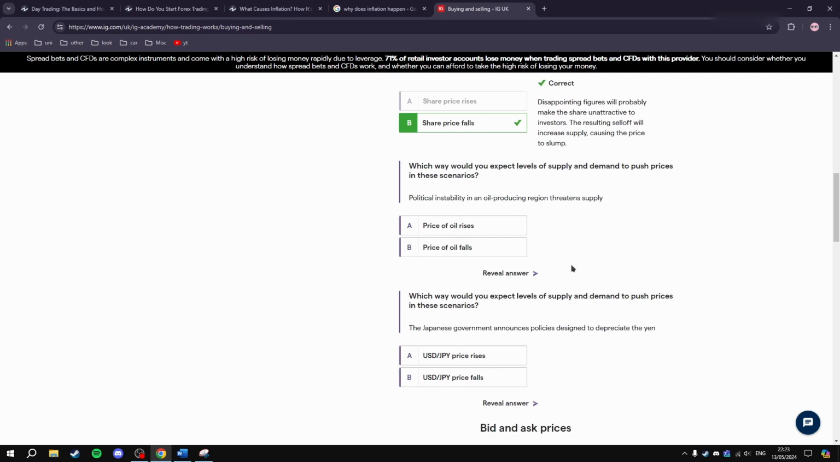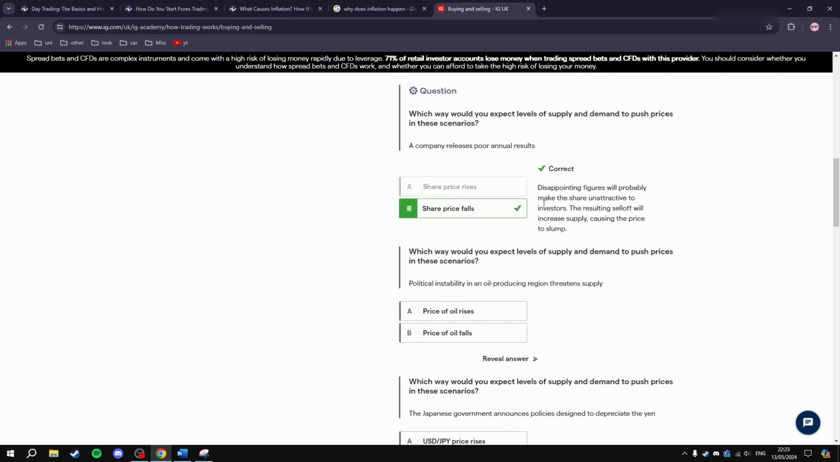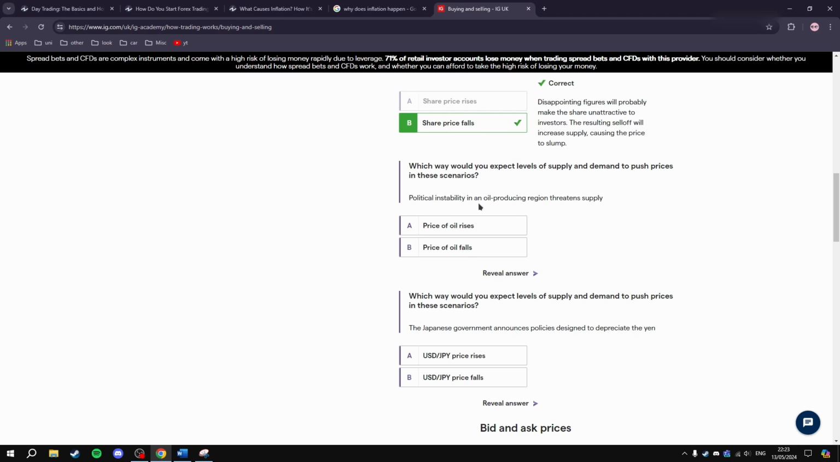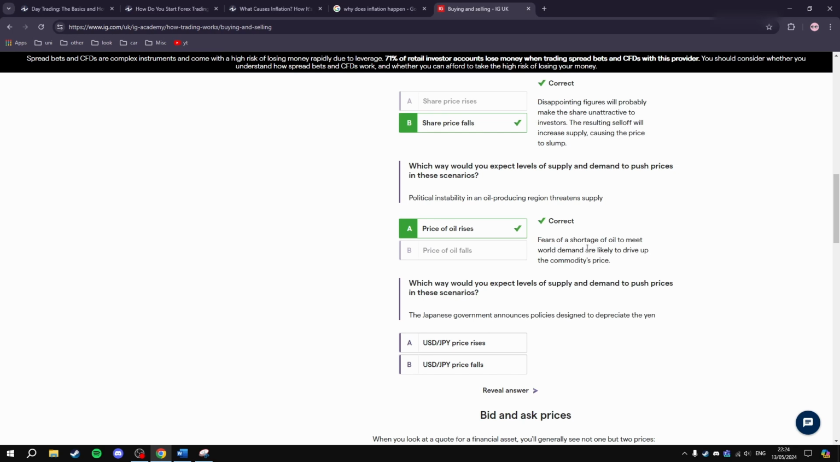Yeah. Which way would you expect levels of supply and demand to push price in this scenario? Political instability in an oil-producing region threatens supply. So, if the supply is threatened, that means it could be possible that the supply of oil is going to decrease because they're not sure that they could actually get the supply that they think they're going to get. So, if the supply decreases, but the demand is kept the same, then the price is going to increase. Fears of shortage of oil to meet the world demand are likely to drive up the commodity's price.